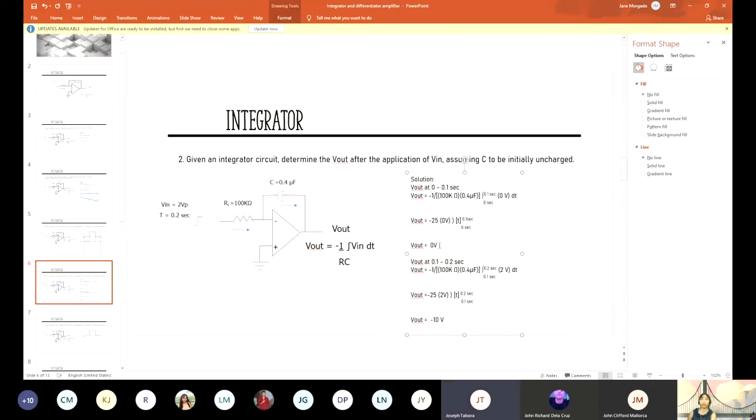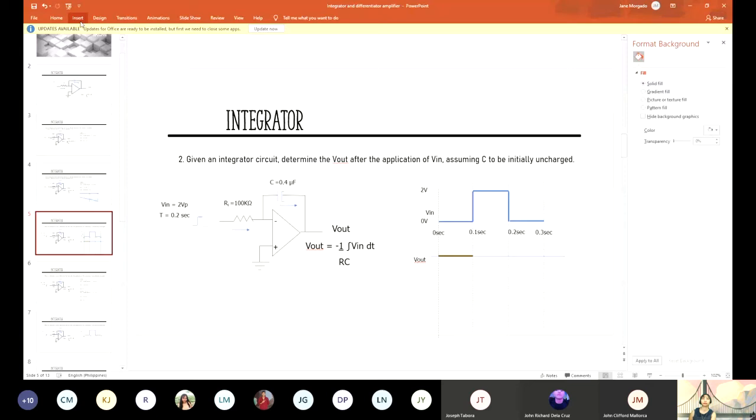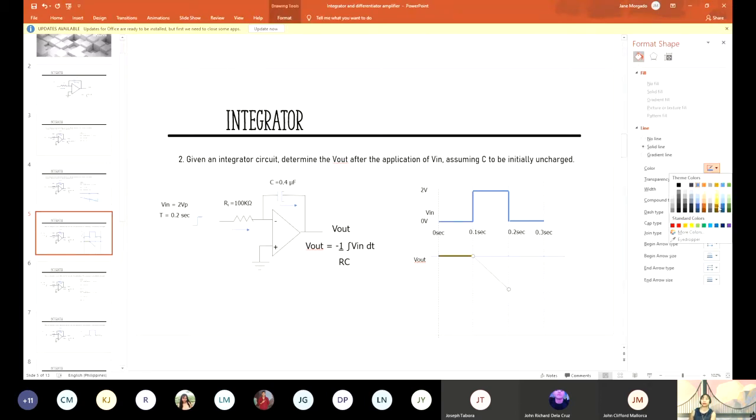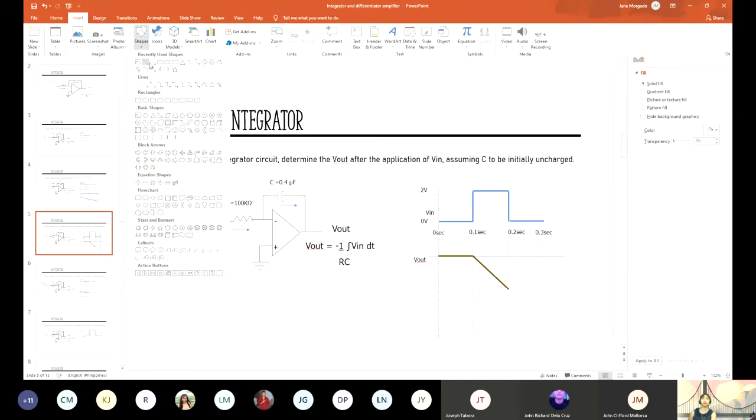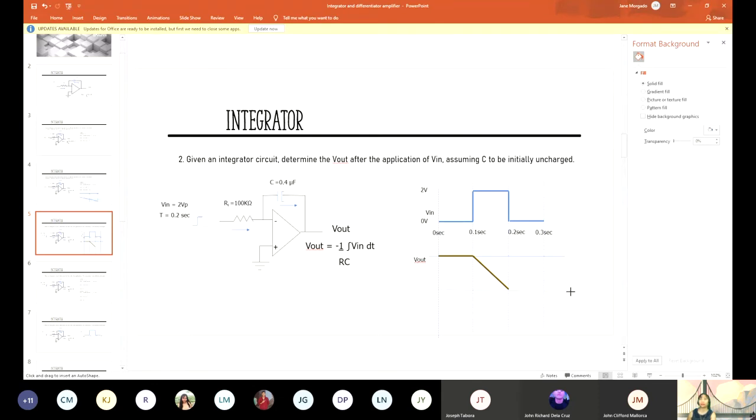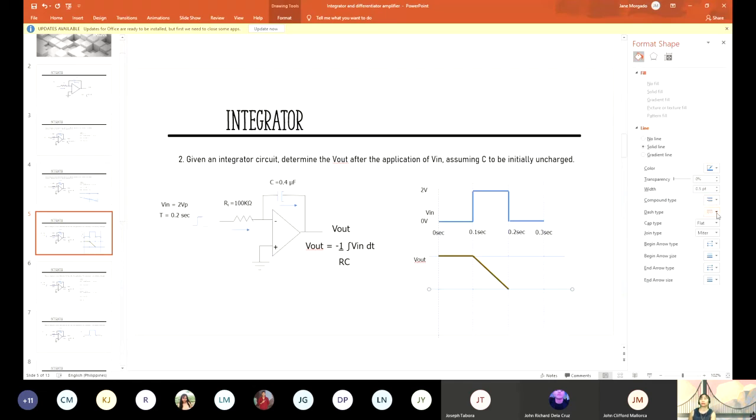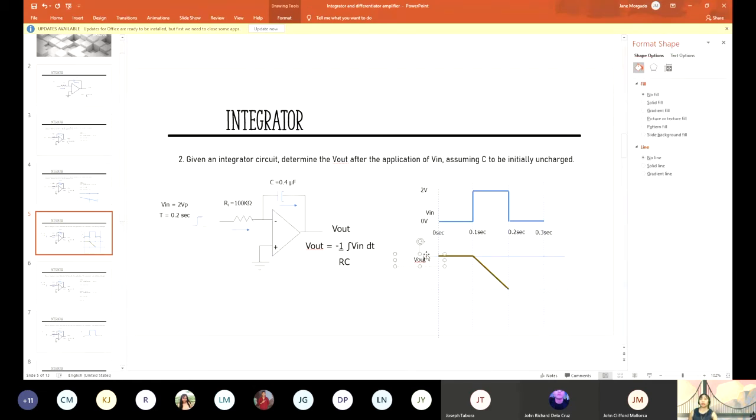Plus the VC. So your VC is also 0 volts. Your previous output would become your VC, so it's still negative 10. So from 0 to negative 10. Color mustard. So this is negative 10. Can you follow? Don't hesitate to ask. So this is negative 10.